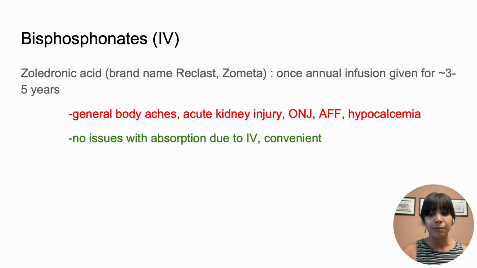Hydration is helpful in patients who have borderline kidney function. You want to make sure they're hydrating and that you're repeating their labs after they start their infusion. ONJ and AFF can occur, as with those other bisphosphonates, and hypocalcemia, sometimes a little bit more so because it's an IV medication. There are no issues with absorption due to IV, so that's a pro. In case somebody's not absorbing the oral medication, this would eliminate that issue.